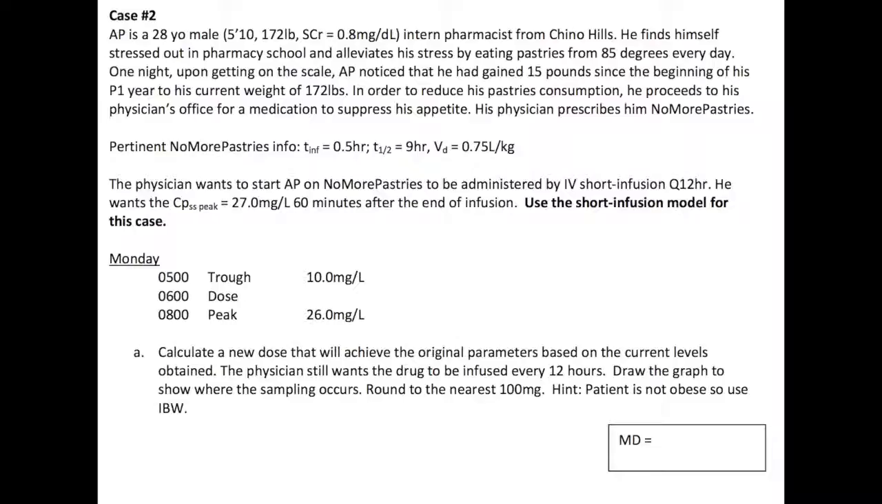Let's start off with the problem. You're given the case, AP is a 20-year-old male, etc. From the problem, the physician wants to start AP on a medication IV on Q12, so that's our interval, and he wants the concentration to be 27 milligrams per liter, 60 minutes after the end of infusion. And it's telling us to use a short infusion model for this case.